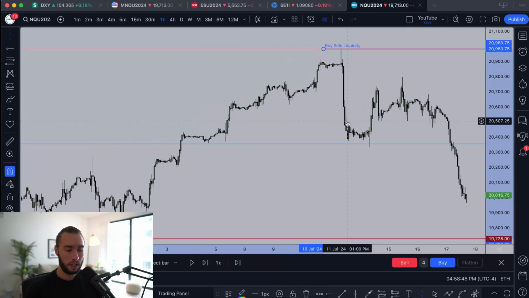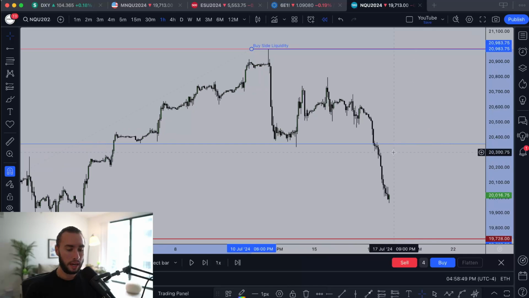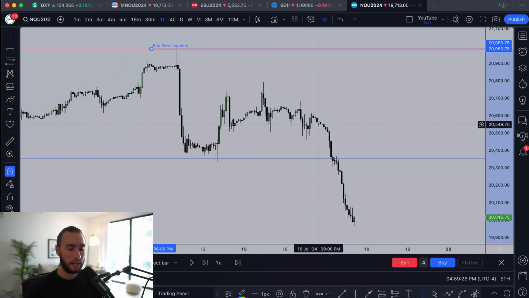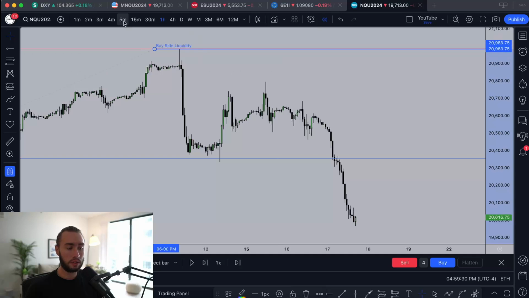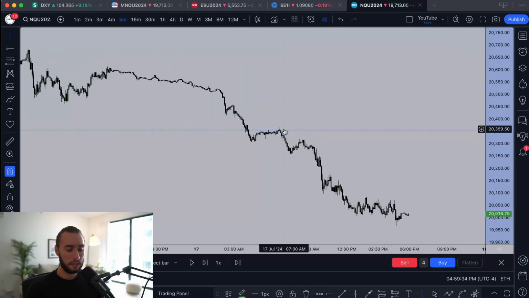Okay, perfect. So you can see here we've got our buy side liquidity, we've got our sell side liquidity level, and the blue line in between is going to be the equilibrium of that overall price range. So now what we could be looking for is reasons to justify an entry looking for lower prices into the sell side liquidity at 19,728. Again, I typically go down to as low as a 5-minute time frame. Now that may not work for you guys. You may want to just stick to an hourly or a 15-minute time frame.